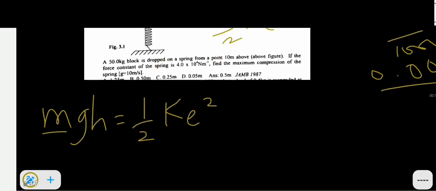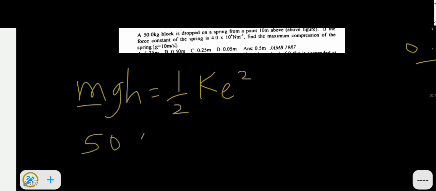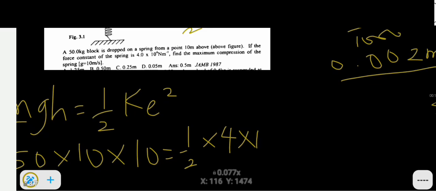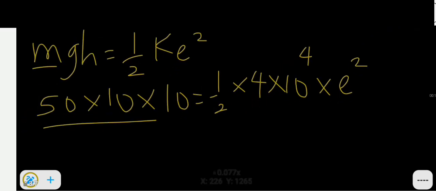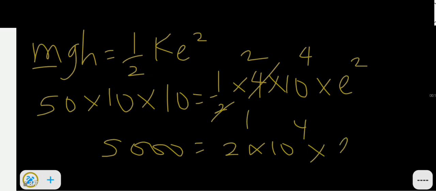We are looking for the extension. So m is 50, g is 10, height is 10. Then we have half, then k is 4 times 10 to the power 4. Then we're looking for the extension squared. So if you solve this side here, if you multiply everything, you're going to get 5,000. Half times 4 is 2, then you get 2 times 10 to the power 4 times e squared.